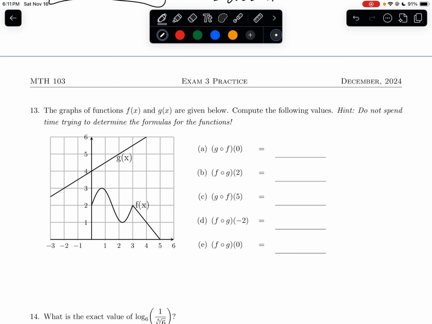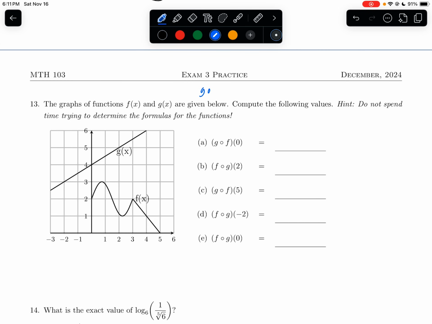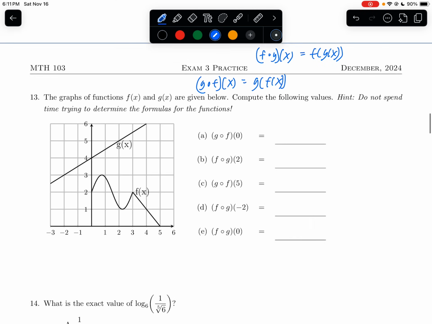Graphs of these two functions are given. So this is asking you to find the composition values. And as a reminder of what this notation means, g circle f of x is defined to be g of f of x. So you can think like the left side is the name for the function and the right side is the formula, if you want to think about it like that. And then conversely the other way, of course, f circle g of x is f of g of x. Okay, so we need to use that here.